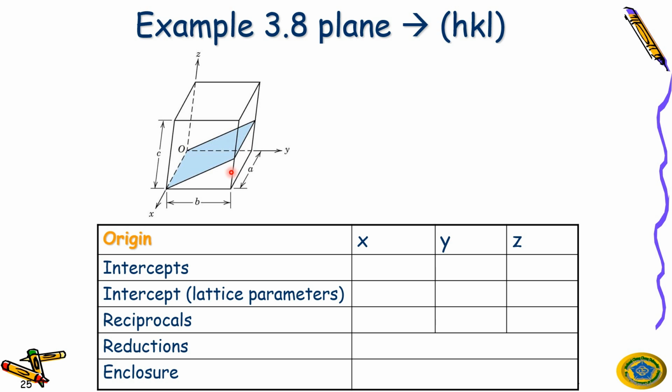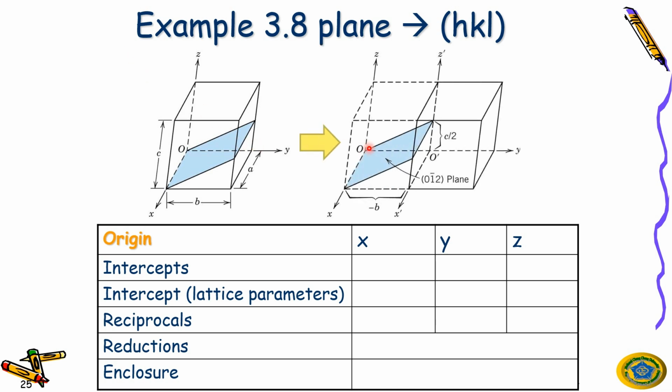Okay, first one, does it pass the origin? Yes. But the rule of the Miller index tells us the plane shouldn't pass the origin. So we have to move this origin, or we have to move this plane. Let's move this origin. O here becomes O prime here. You might say, well, Professor, can I move it down or up or to the right? Yes, you can. That's what I'm going to tell you in the following slides. But just move it to the right-hand side, okay?